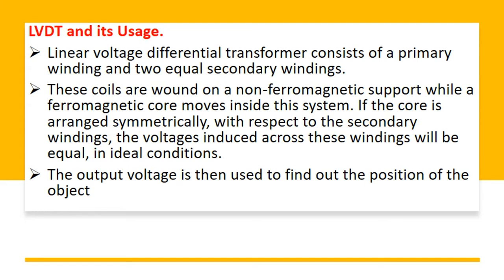On the other hand, if the core is not centered with respect to the two secondary windings, the linked fluxes between the primary and the secondary windings will be different. Consequently, the voltages across the coils are different, so that the measured output voltage must be different from 0. This output voltage is then used to find the position of object.